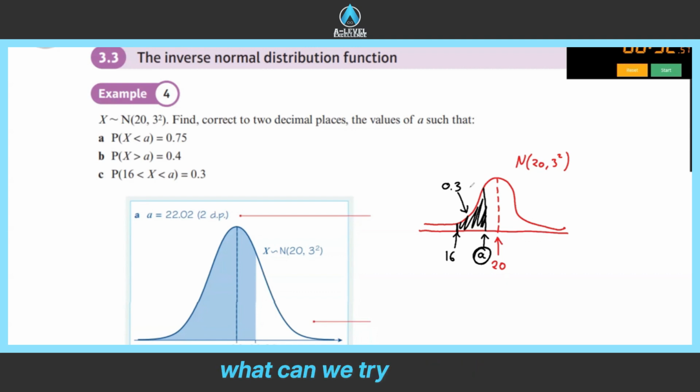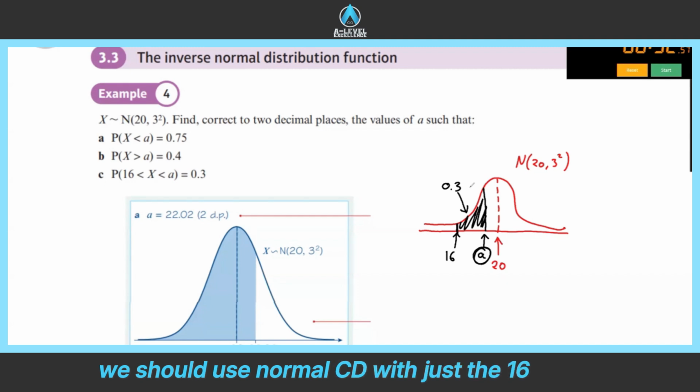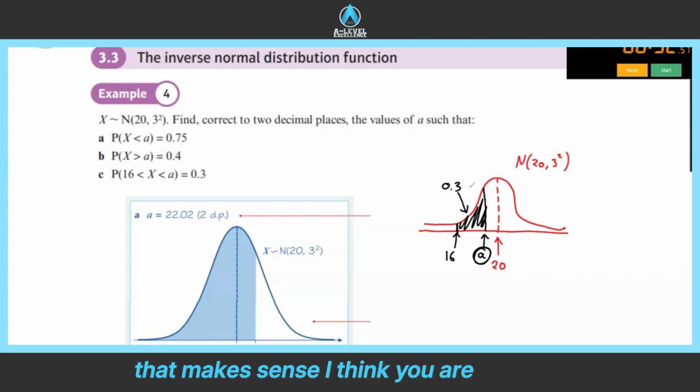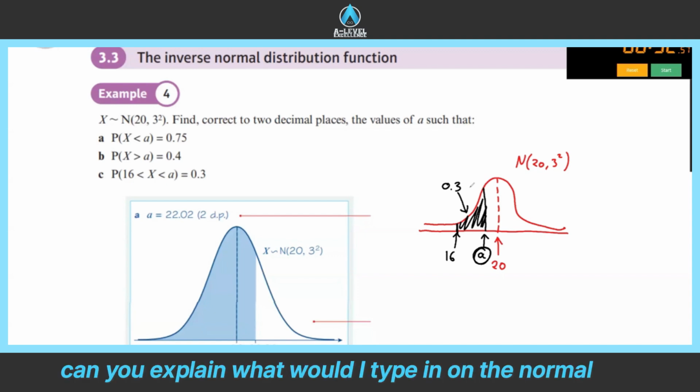What can we try? Nishika, I see you've unmuted your mic twice there, like you want to say something. What are you thinking? Well, I'm not 100%. Don't worry. Could you use normal CD with just the 16 and X to work out that area and then minus it from 0.3 and then use inverse normal to work out the A? That makes sense. I think you are correct. So let's say I wasn't 100%. Can you explain what would I type in on the normal CD? What would I do?